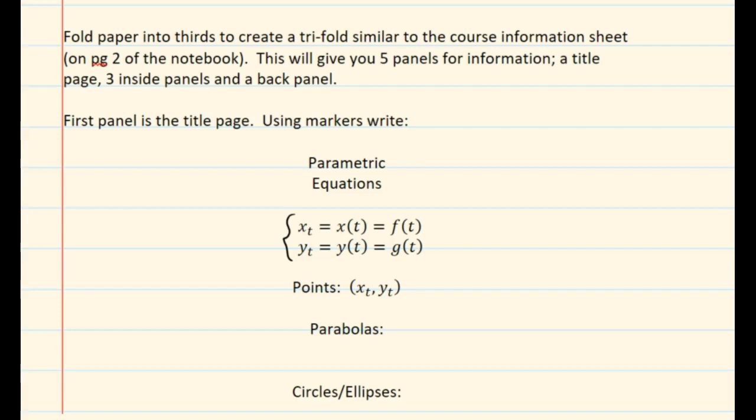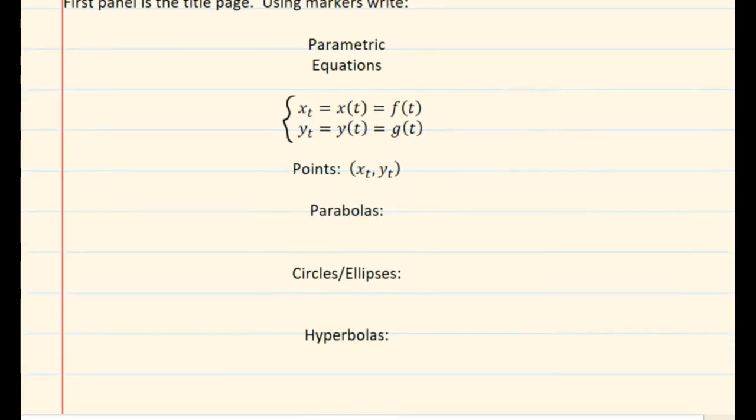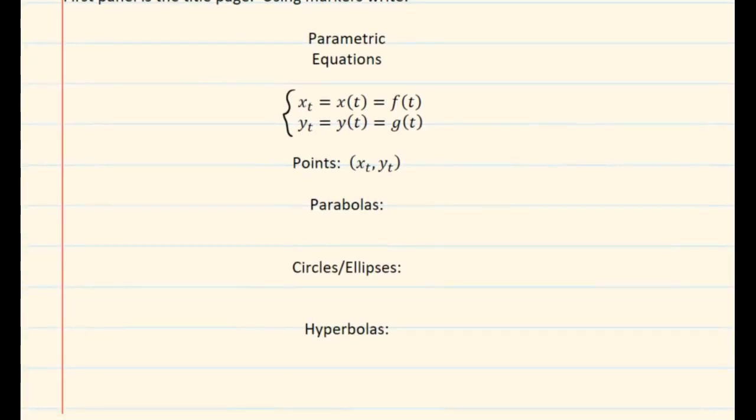Dividing our paper into 3 equal parts, it will give us 5 panels in which to work information. One panel we will use for the title page, the 3 inside panels we will use for information, as well as the back panel. So on the first panel, which is the title page, we're going to use some markers in order to write down that this is about parametric equations, and we're also going to talk about what they are and that they come into a set of x of t and y of t.